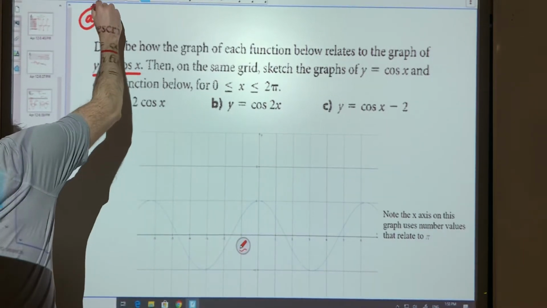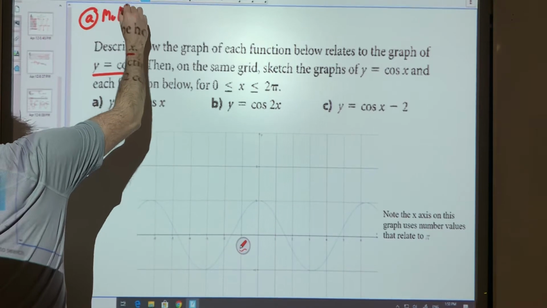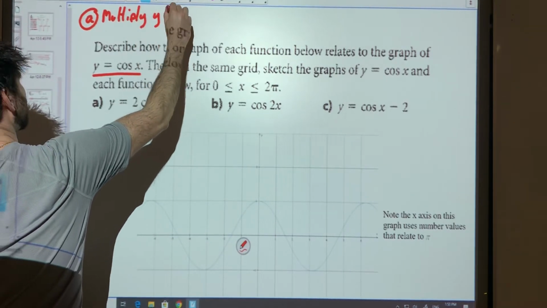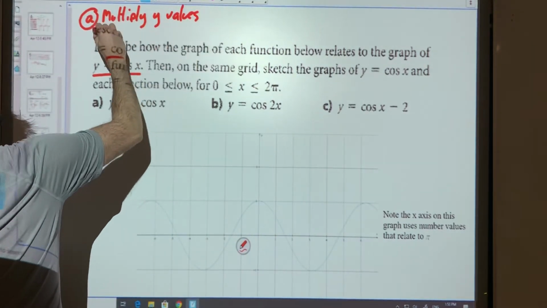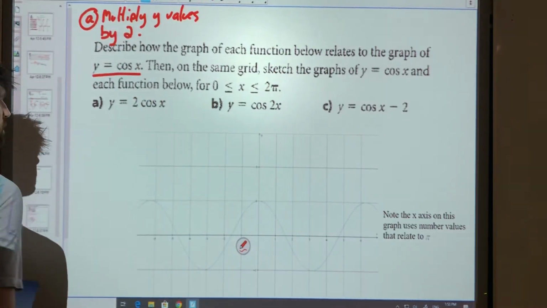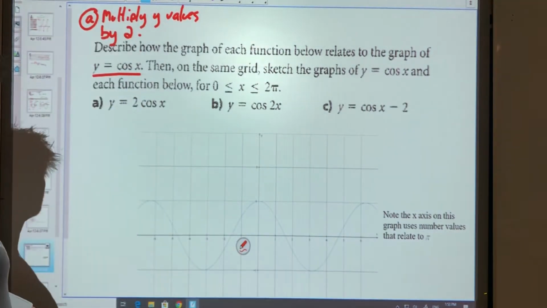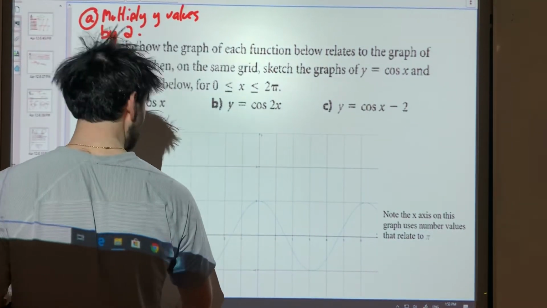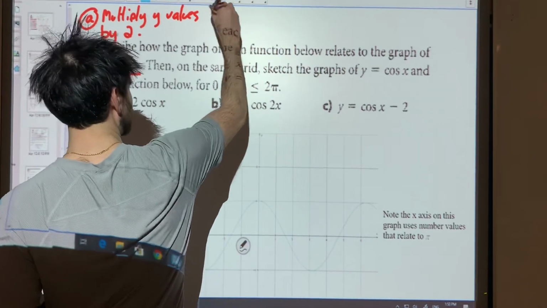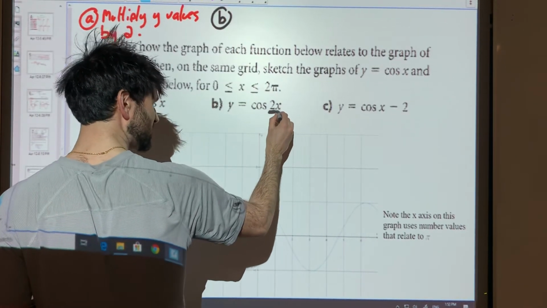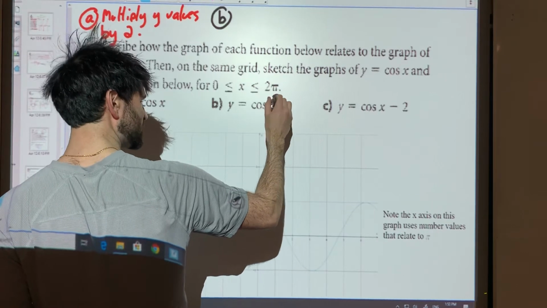Well, we just multiply y values by 2. So we would say it's like a vertical stretch by a factor of 2, you could say. B I'll do in black. So this one is cos 2 times x. So remember, your b value is 2.